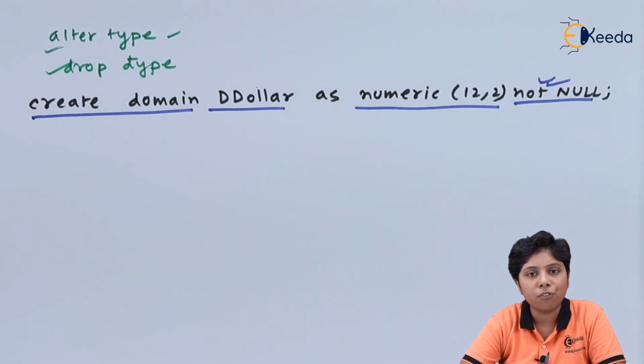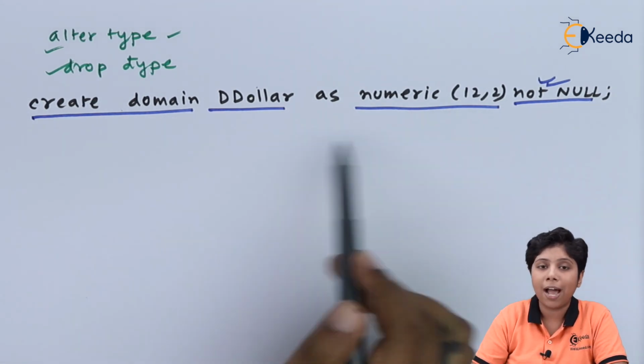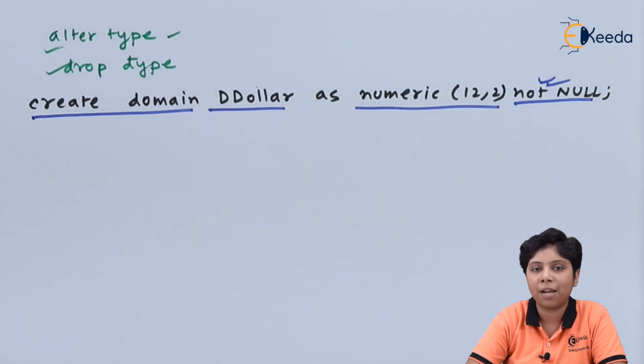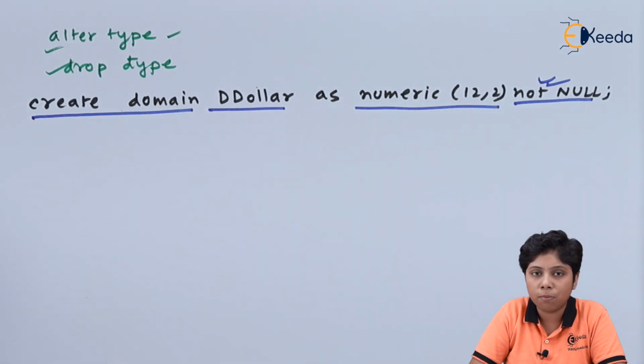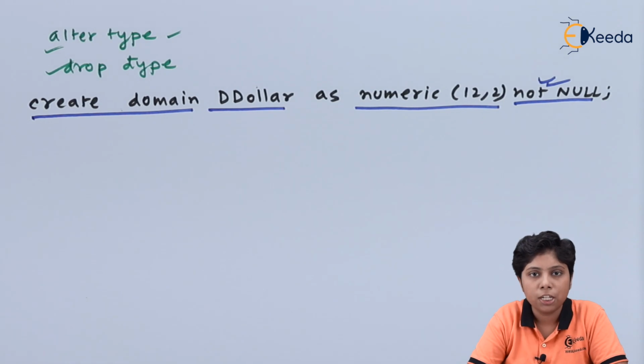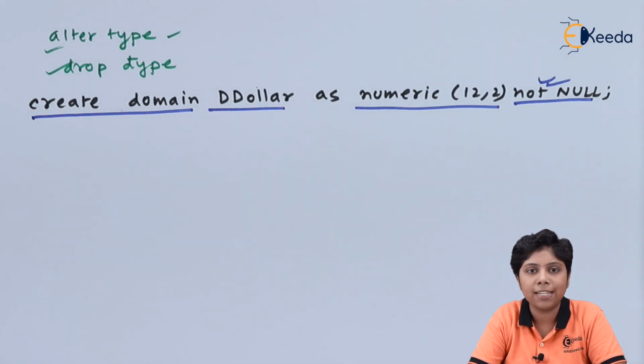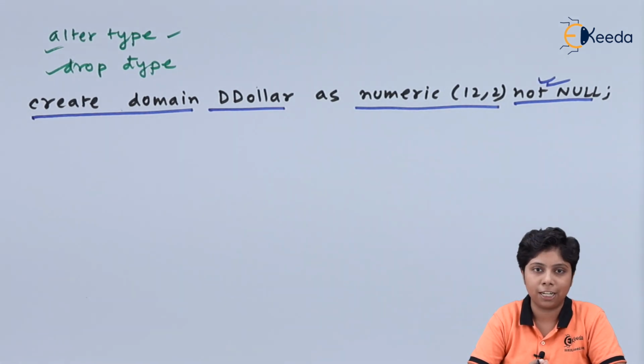And the second main difference is that the domain is not strongly typed. That means a value can be moved to another domain of a compatible data type. So numeric 12,2 and numeric 8,2 come from the same domain, so they can be converted, otherwise there would be an error. But for a user-defined data type, we need to convert explicitly. Otherwise it will cause an error, so it is a strongly typed data type.